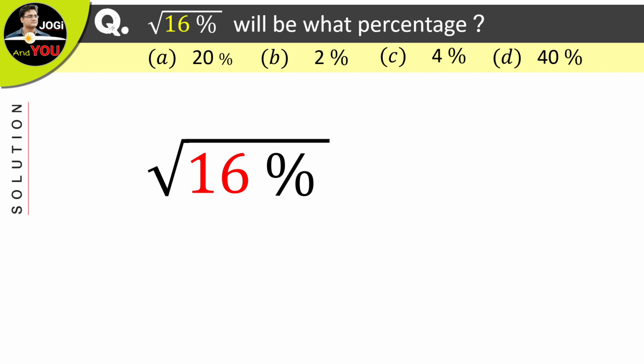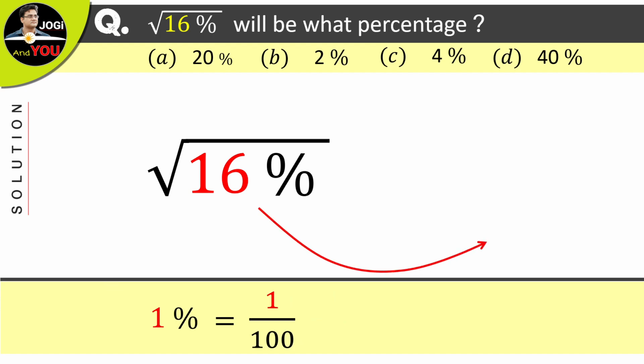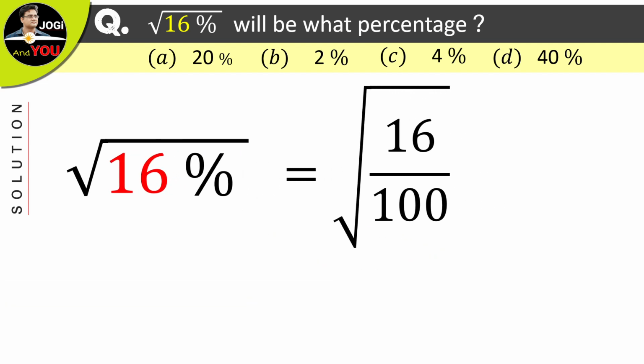Okay, before finding a solution, understand the basics of percentage once. What does percent mean? It means a value from every cent, or from every 100. So clearly, 1% is 1 over 100. Then 16% means 16 over 100. Keep these things aside here.